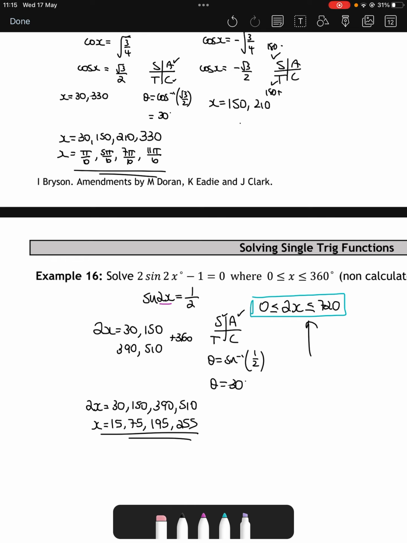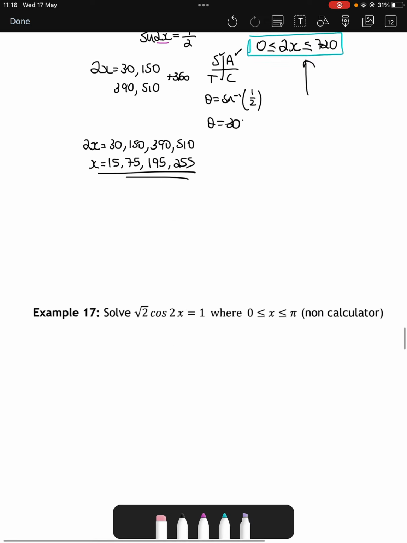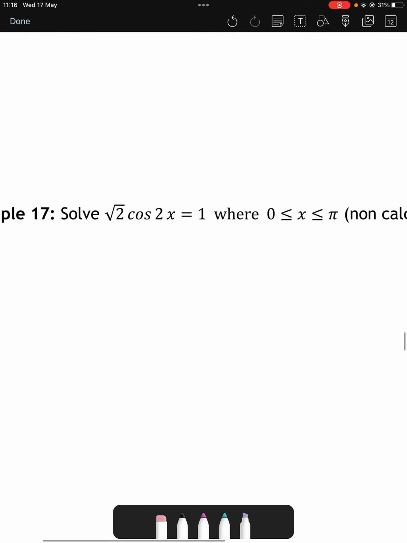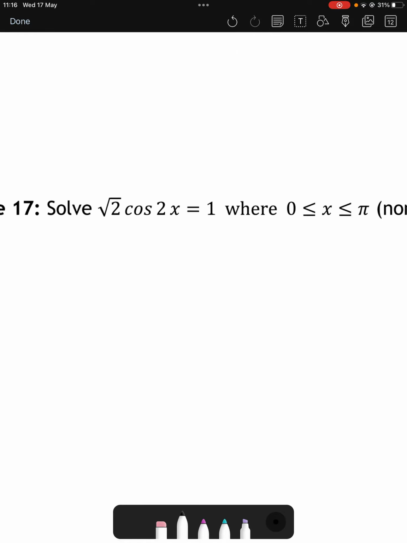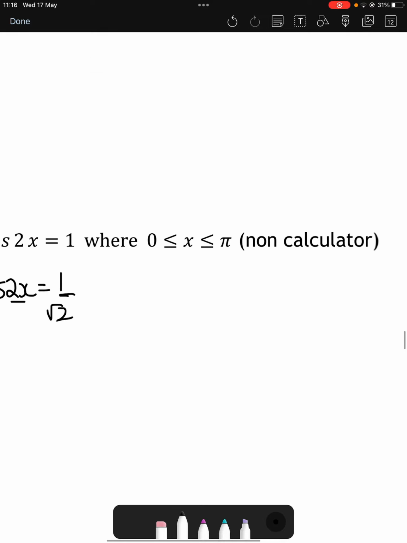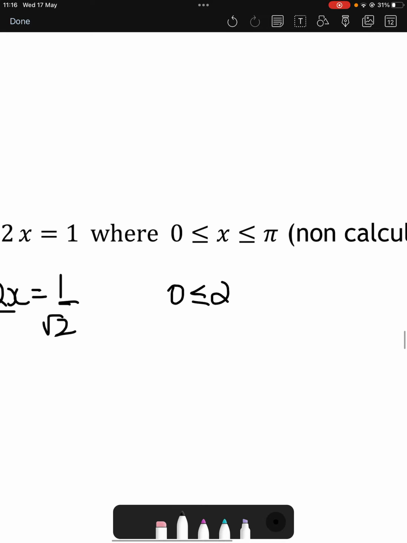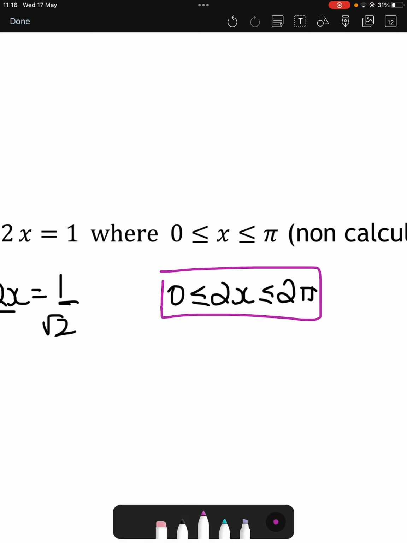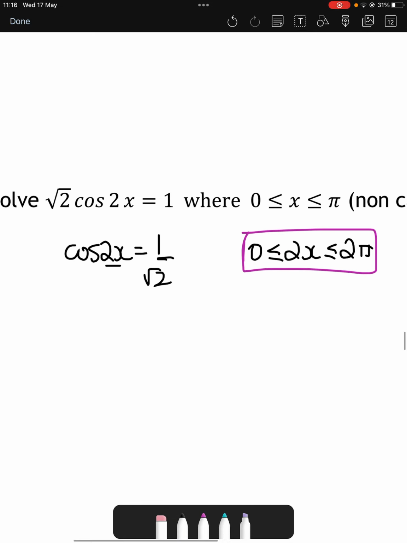I like to put a box around it because there are more values to be found. Because it's 2x, you're looking at double the amount of waves. That's why there are 4 values and not 2. Okay, same with this one here. Rearrange it. Again, we have a 2x, so let's change this over here. Times both of them by 2. Same as last time.